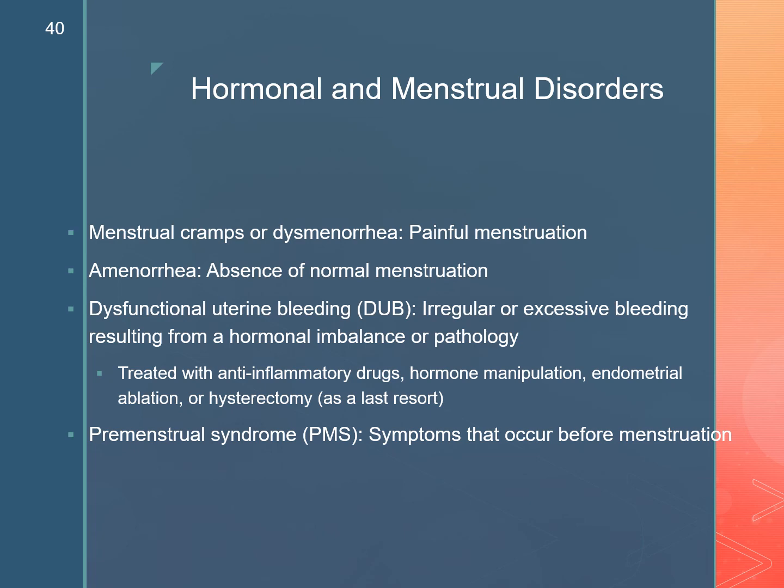Now, dysfunctional uterine bleeding is irregular or excessive bleeding, and that can also result from a hormonal imbalance or some sort of pathology. It can be treated with different types of drugs. We can also do something surgically called an endometrial ablation, where we burn the inner lining, cauterize the inner lining of the uterus and cause it to slough off, which a lot of times helps. Or we can perform a hysterectomy as the last resort.